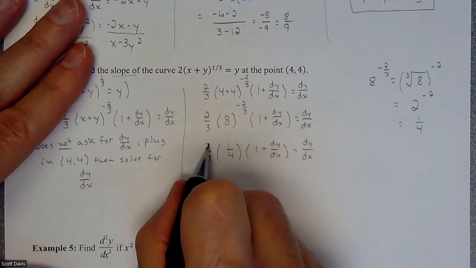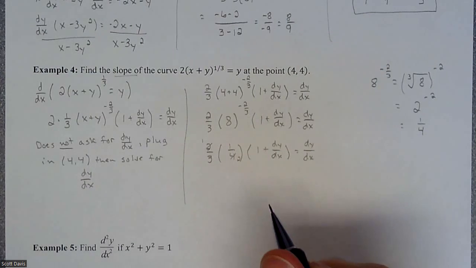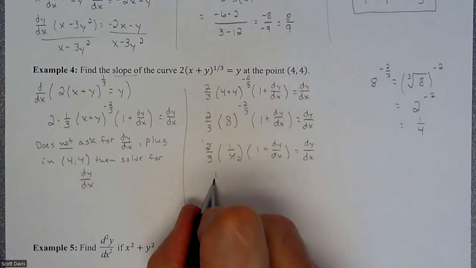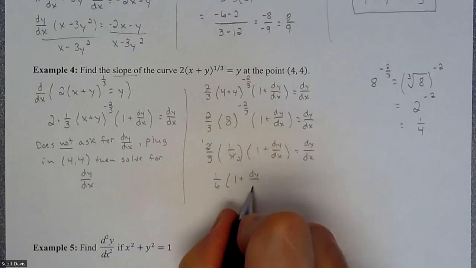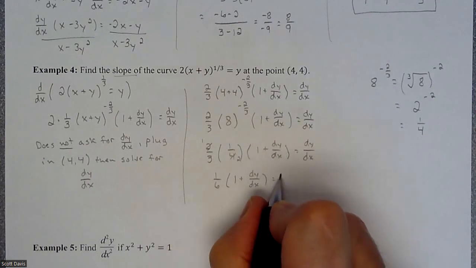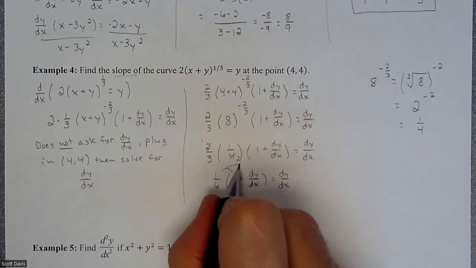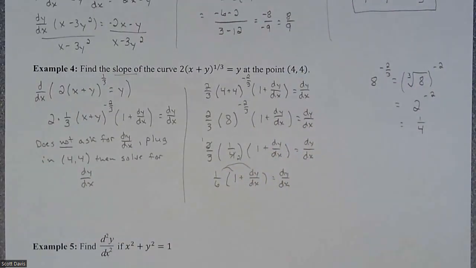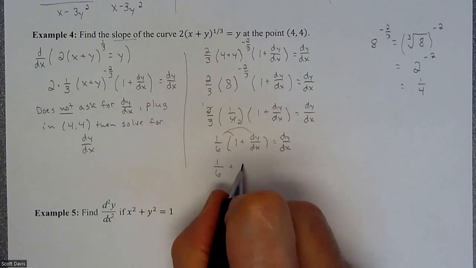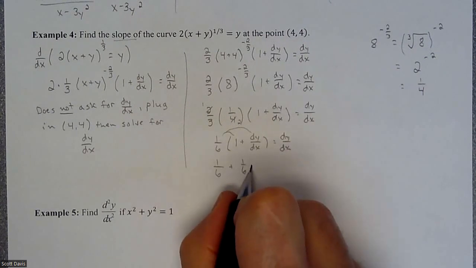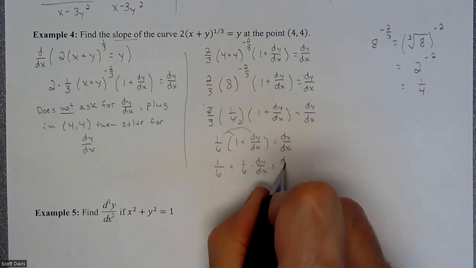So this is going to multiply out. That's going to simplify to a 1. That's going to simplify to a 2. And then that's going to give us a 1/6 times 1 plus dy/dx equals dy/dx. We're going to want to distribute to get rid of our parentheses so we can move things around. So then that's going to be 1/6 plus 1/6 times dy/dx equals dy/dx.